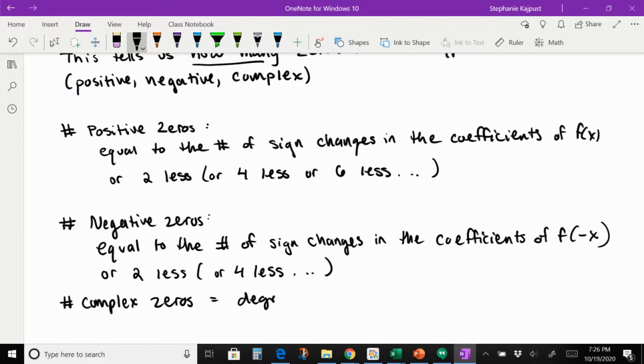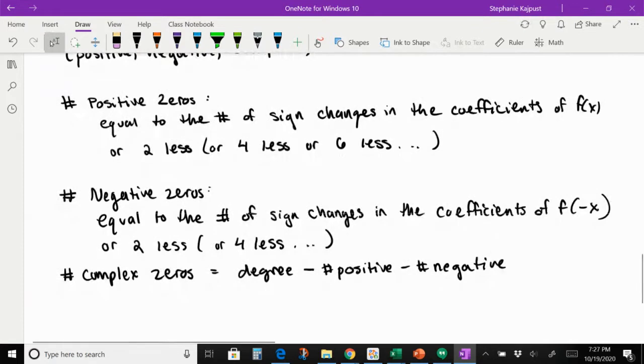And then the number of complex zeros is equal to the degree minus the number of positive minus the number of negative, because they have to add up to the degree. So if it's not a positive real number, if it's not a negative real number, it's got to be complex. And complex zeros also always come in pairs. So it's not possible to have one complex zero because they always come in pairs. So you always have to have 0 or 2 or 4 of these things. And that's why we have the -2 for this pattern, is because these things tend to come in pairs.